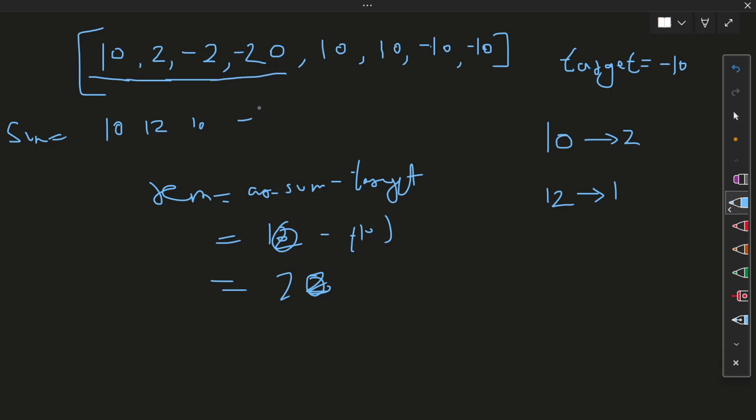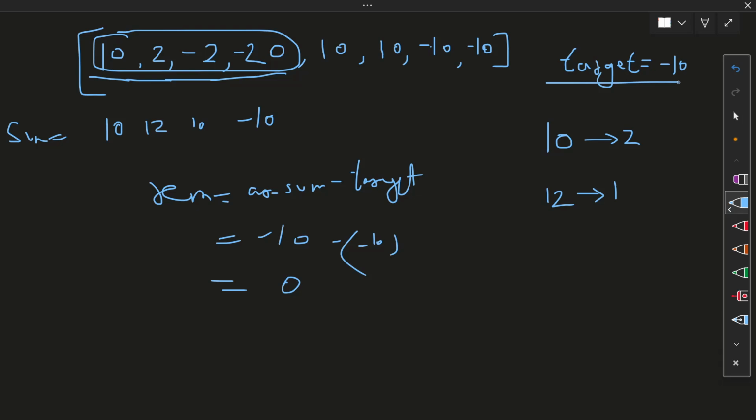We got minus 10. So let me write it here. We got minus 10 minus minus 10. So what's the remainder? The remainder is 0. 0 is also not there, but from this to this index, we got summation as minus 10, which is our target. It means this particular subarray is a valid subarray. So we need to consider this.